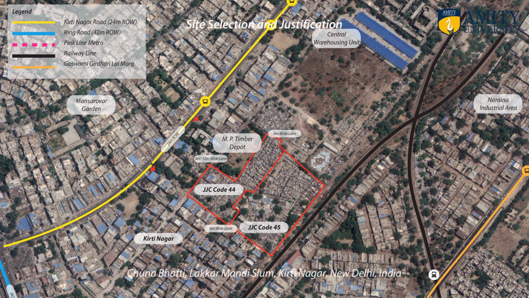The site is a 10 acre land in Kirti Nagar, owned by the Delhi Development Authority. It is accessible by the Kirti Nagar Road, via Ring Road. One can also reach the site via the Pink Line metro. It carries 2 JJ clusters with 2,604 households at present.